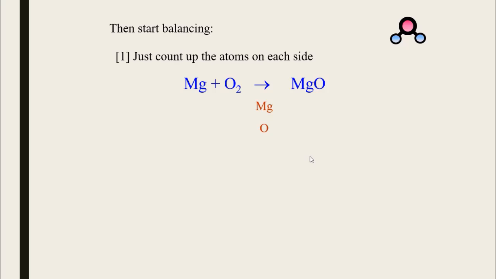Count the atoms on each side. Here, on the side of the reactants, I have 1 magnesium atom. And on the side of the product, I have 1 magnesium atom. So there is no problem in the magnesium. Let's see the oxygen: I have 2 oxygens on the reactants side, and I have here 1 oxygen atom on the product side. So here I have a problem.